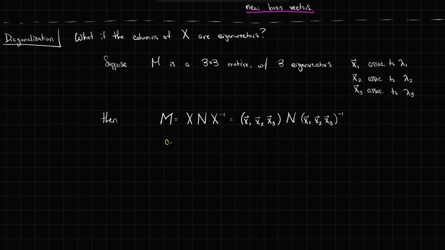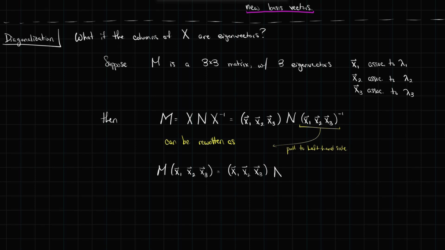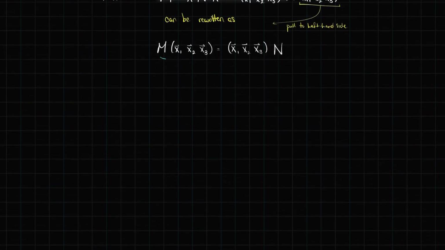I can rewrite this, just basically by taking this inverse and pulling it to the left hand side, as M acting on x1, x2, x3 is equal to x1, x2, x3 against N. And M can distribute inside of here to give me Mx1, Mx2, Mx3 equals x1, x2, x3 against N.